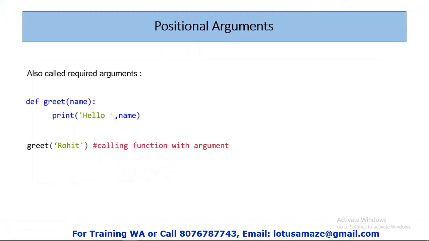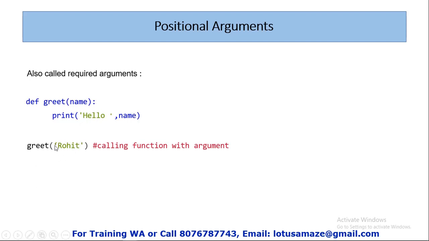So let's look into different types of arguments. So what is positional argument? Positional argument is also called a required argument. Like for example, def greet name. So name is the required argument. So here we are printing hello name. So if suppose in greet I am passing Rohit, it will print hello Rohit.